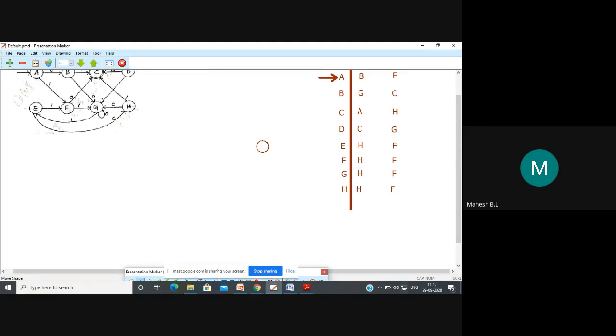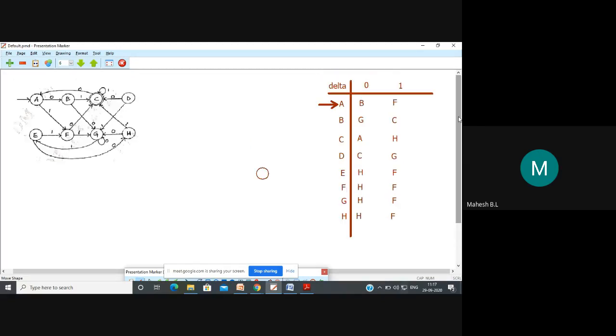E is H and F. Then F on 0 is C. F on 1 is G. G on 0 is G, G on 1 is E. Then H on 0 is G, H on 1 is C. So you need to be very careful while writing this.